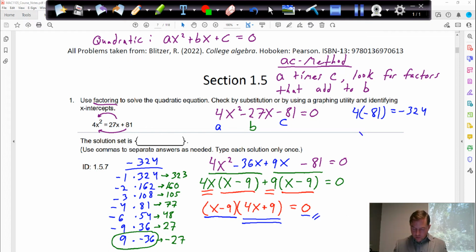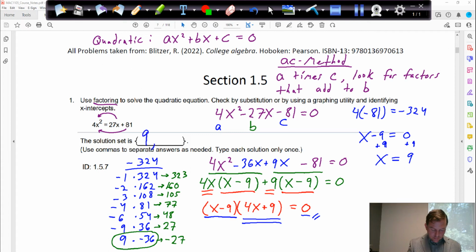So we're going to start with x minus 9 equals 0. That one's pretty easy. Just add 9 to both sides to isolate x, and you'll get x equals positive 9. So that's one answer. This next one's a little trickier. Let me write it up here. We have 4x plus 9 equal to 0.